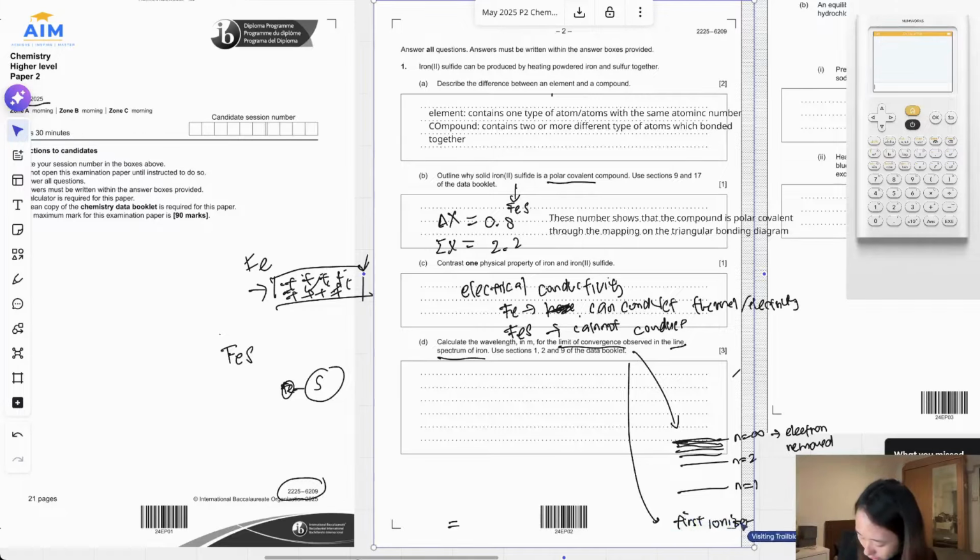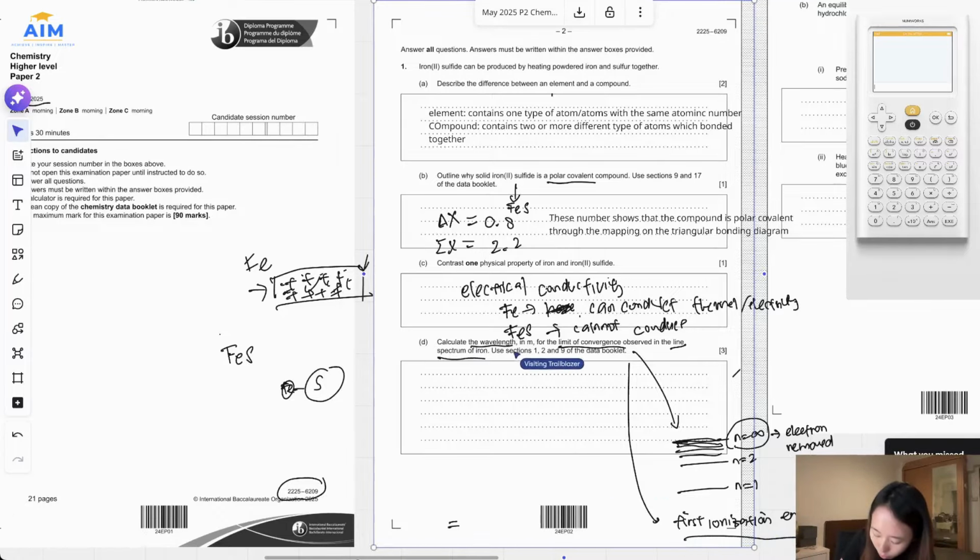ionization energy. What is this first ionization energy? It's basically when the outermost electron is being removed, which means it's equivalent to the electron being placed at n equals infinity. So at this limit of convergence level, there's energy, which you can also correspond to the first ionization energy. The outermost electron is removed to n equals infinity, basically removed very far away. And then it's asking, what is the wavelength there?